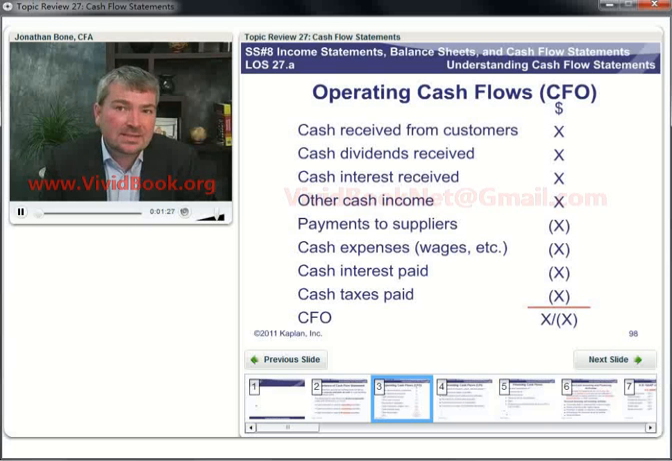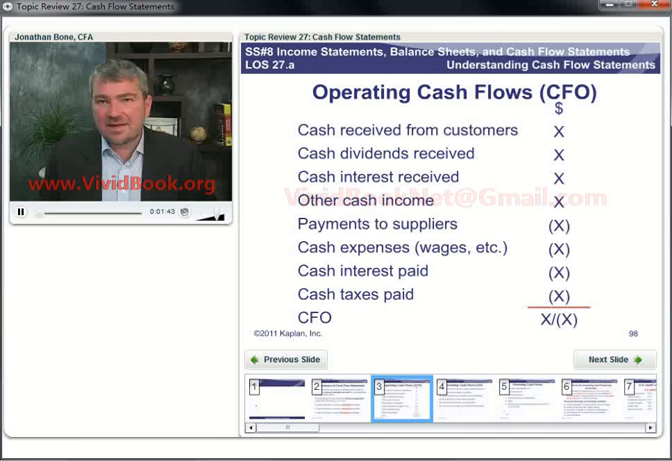Now notice this is actually under US GAAP. Notice the oddity here. We've got dividends and interest received, we've got interest paid, but not dividends paid. That's because under US GAAP, dividends paid will go through cash flow from financing.